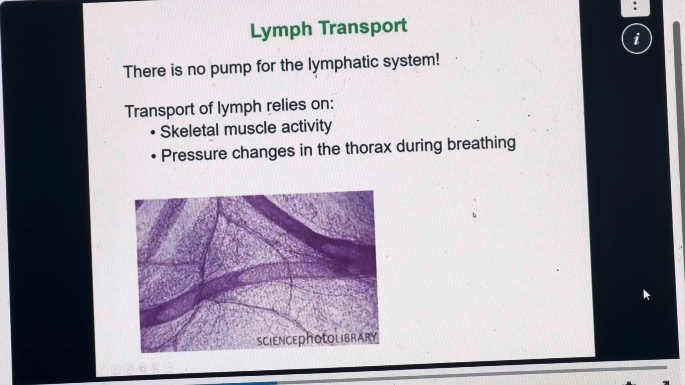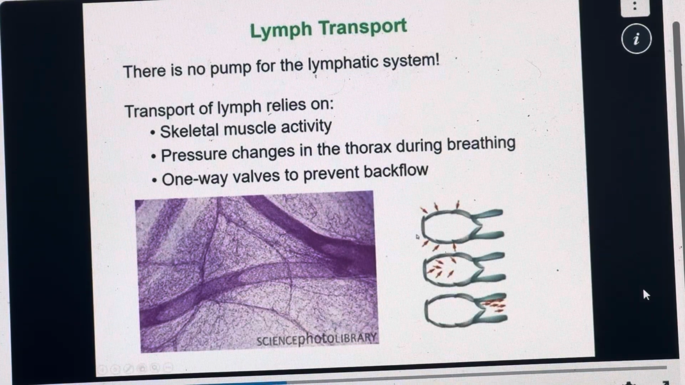So as you breathe in during inhalation, that will squeeze or put pressure on some of those major lymphatic vessels, and that will help to push the lymph back up towards the heart. And just like the veins that we talked about before, this requires a one-way valve, so that when the lymphatic vessel is squeezed, it will push the lymph up, but only in one direction. The valves prevent backflow of the lymph back down into the tissues.